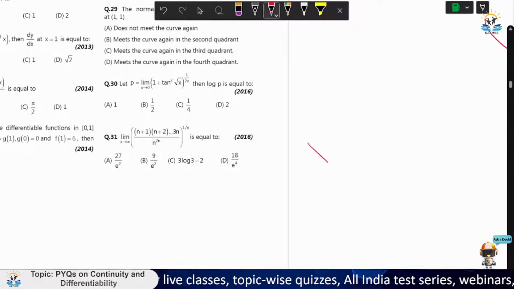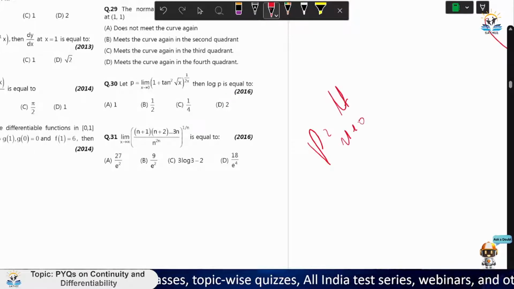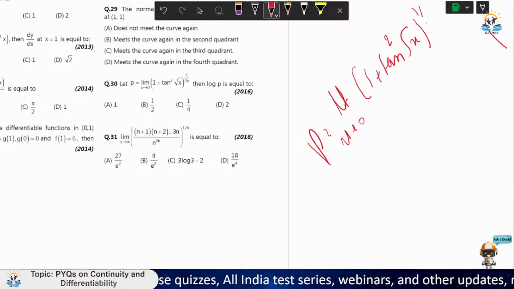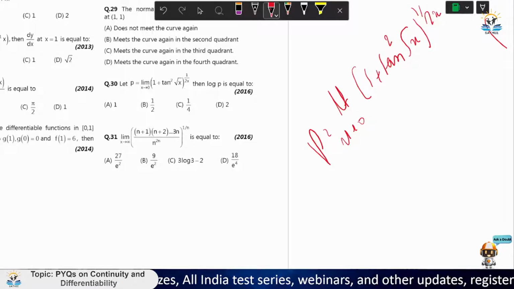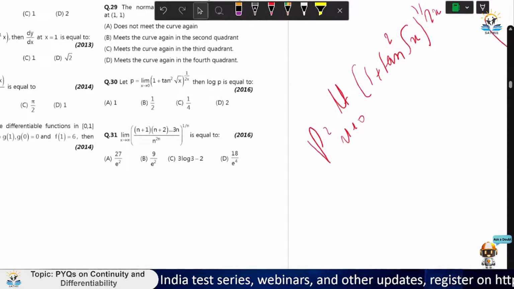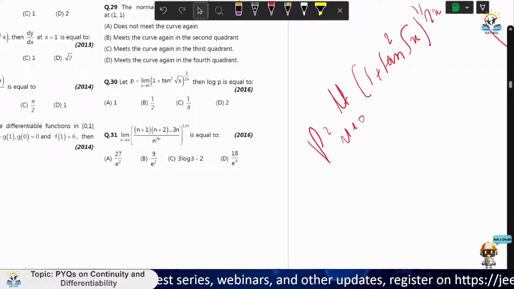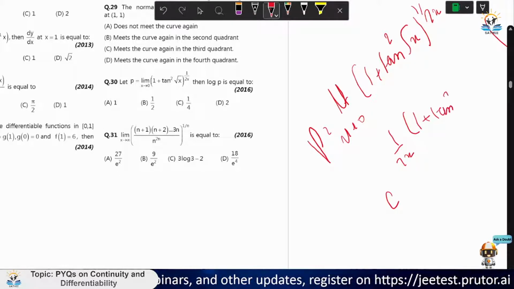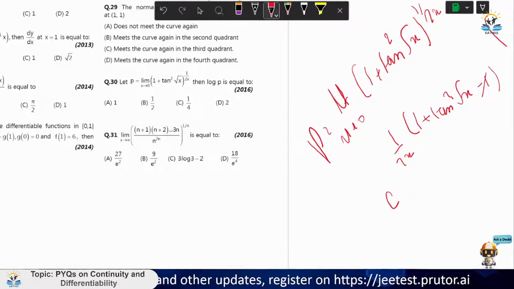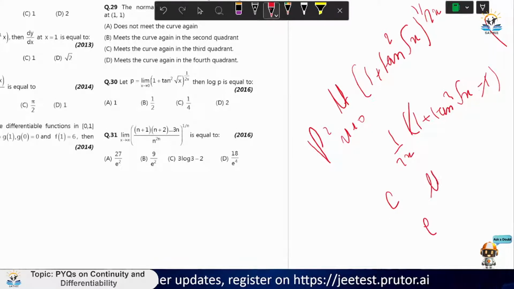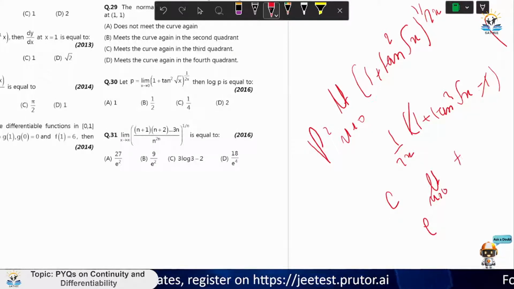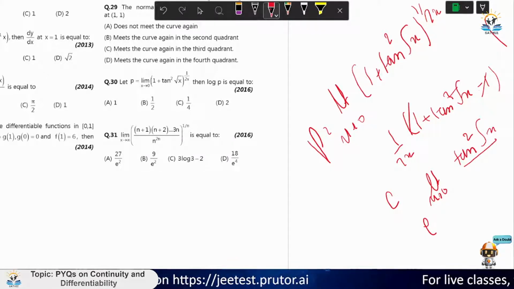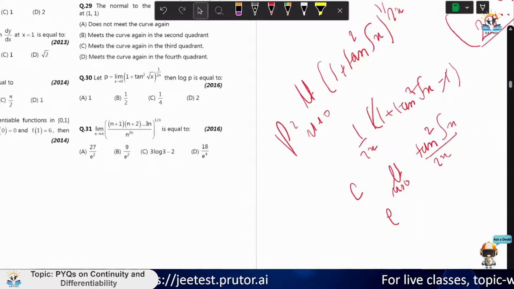Let's do the 30th one. It says P is equals to limit x tends to 0 for 1 plus tan square root x to the power 1 by 2x. And now I have to calculate log P. So let's take for x is equals to 0, it's going 1 to the power infinity. So I'm writing it as 1 by 2x, 1 plus tan square root x minus 1. So this and this gets cancelled. So e to the power limit x tends to 0. I'm left with tan square root x by 2x.